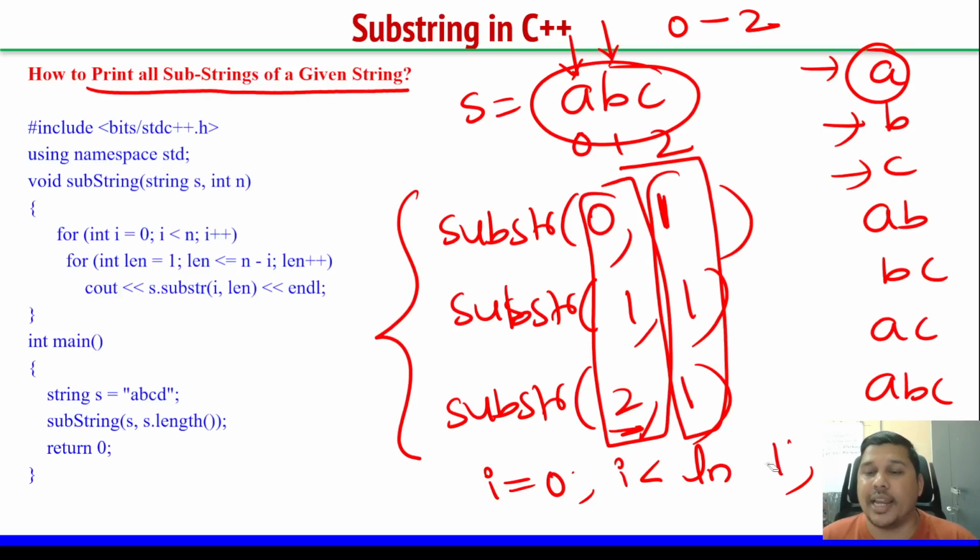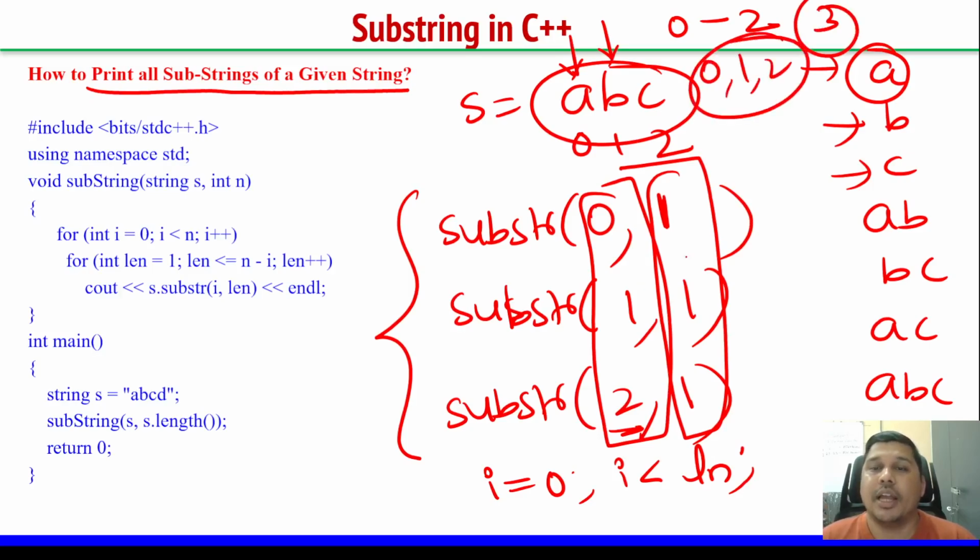Oh, I have to put length only. If I put I less than length, and length is 3, it will iterate from 0, 1 and 2 and stop. And this is always fixed to 1, right? So, I am just telling you the approach, that is not the actual answer. We are just trying to decode the approach.